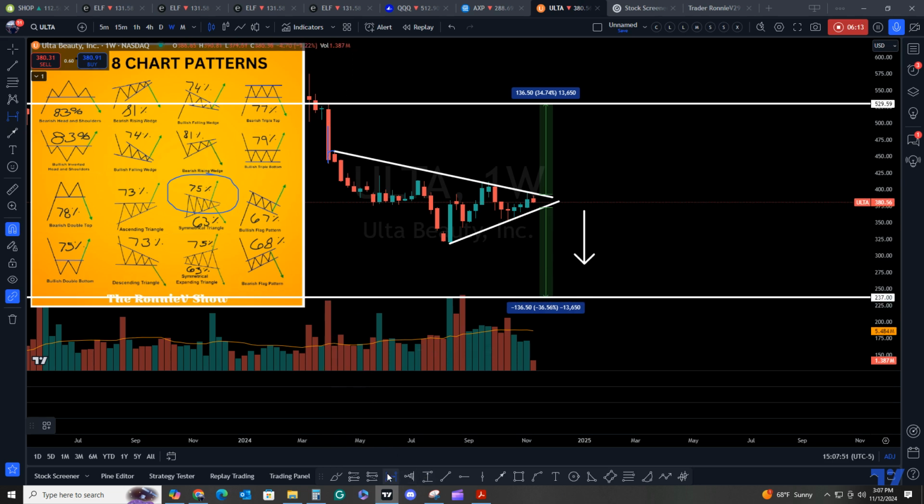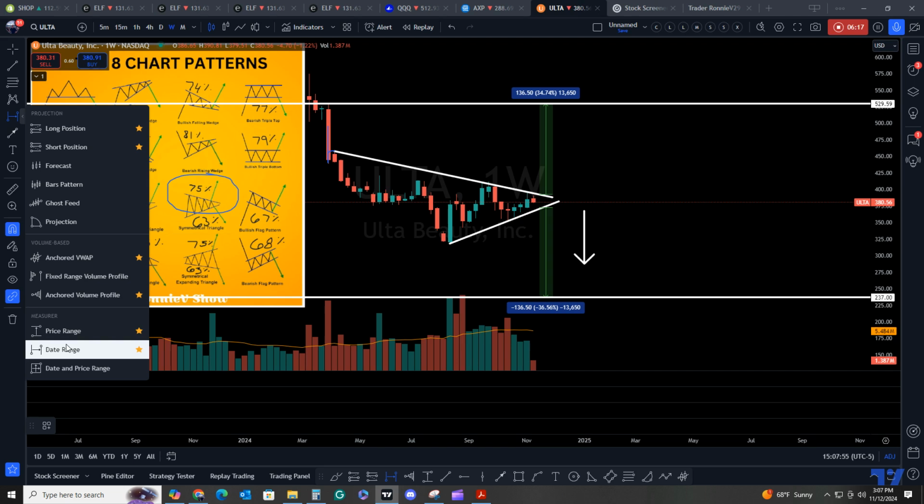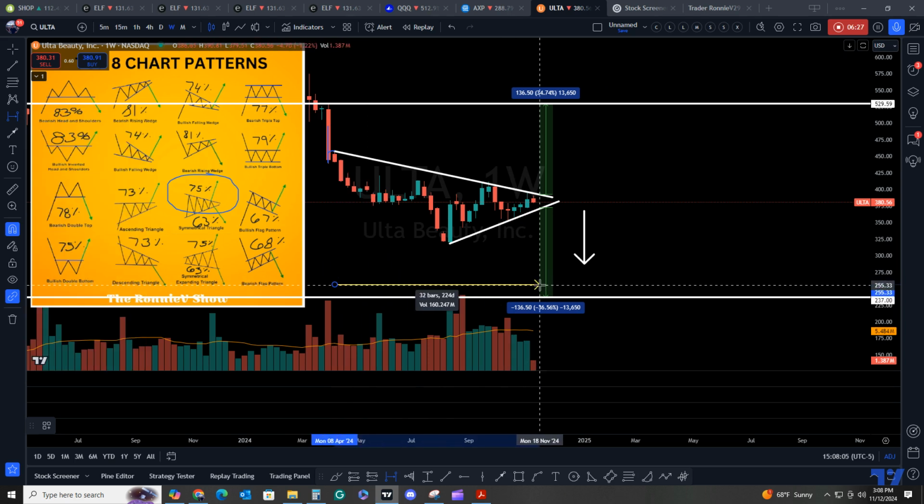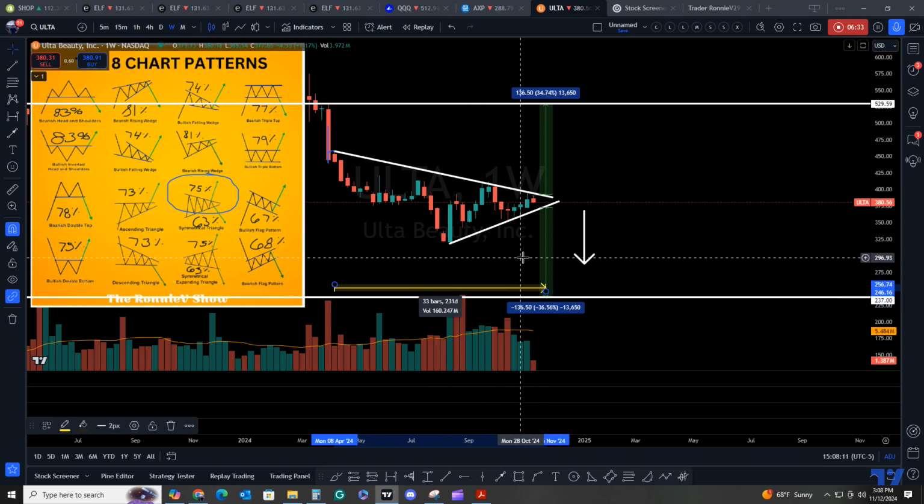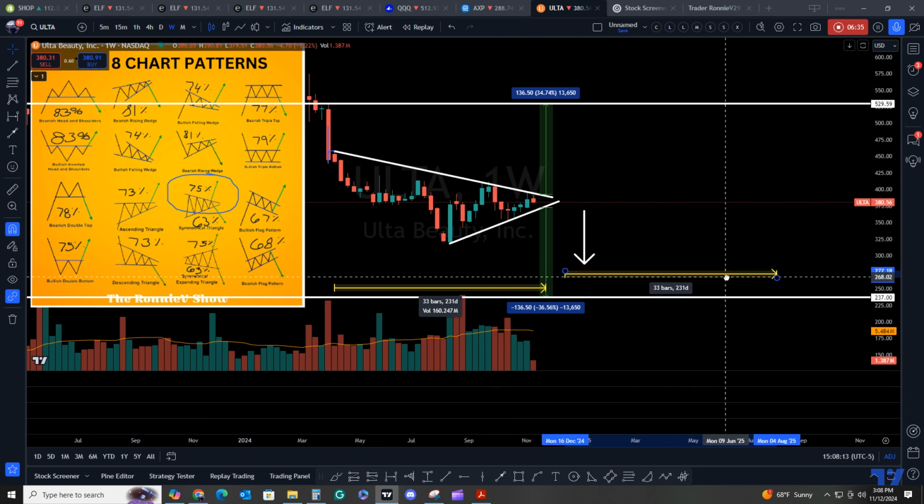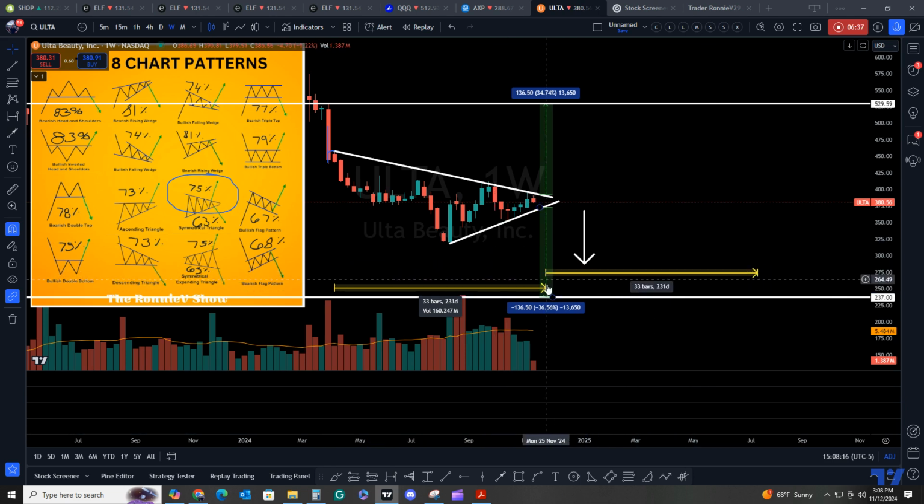For the timeline, you're going to go down here, fifth one down on the toolbar, go to measure, and go to your date range. You put it at where the symmetrical triangle started and draw it to the breakout area. Just call it here. So you have 231 days or 33 bars. You're going to copy that, paste it, and drag it over to the start of where the breakout happened.